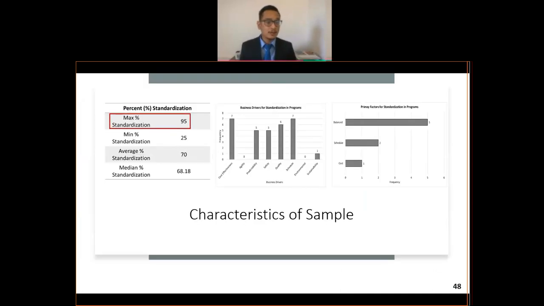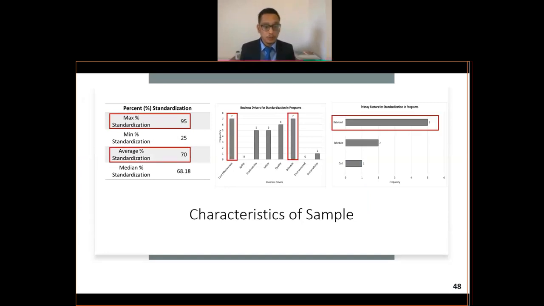The present standardization maximum was 95% with an average of 70%. Business drivers was dominated by cost and schedule. And the primary factor for the programs was a more balanced approach between cost and schedule.